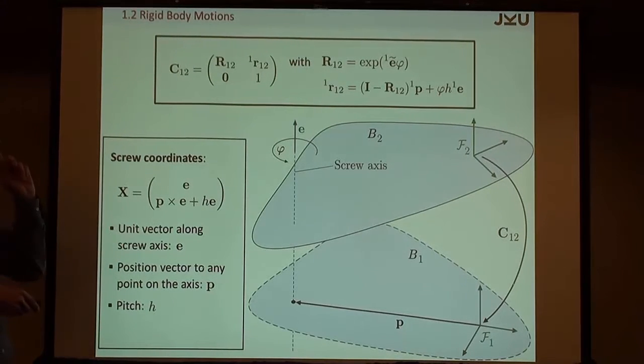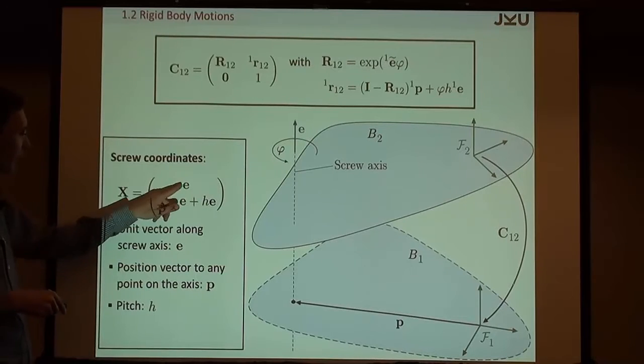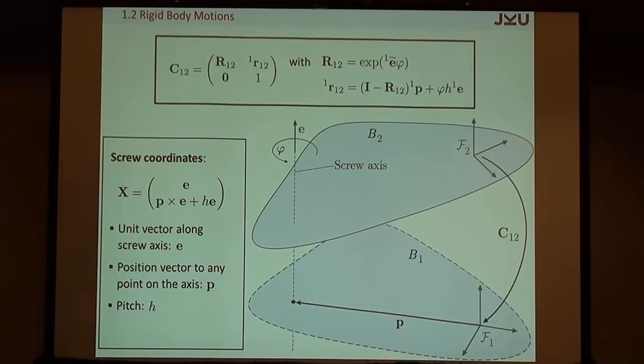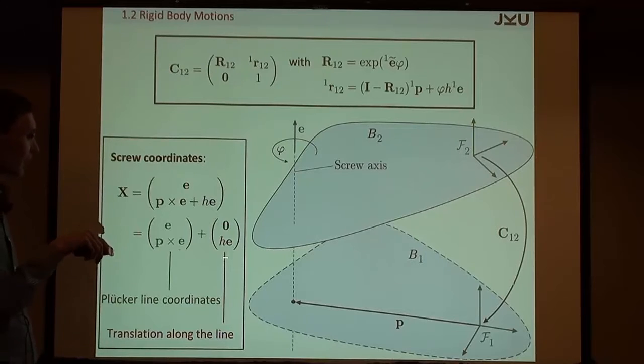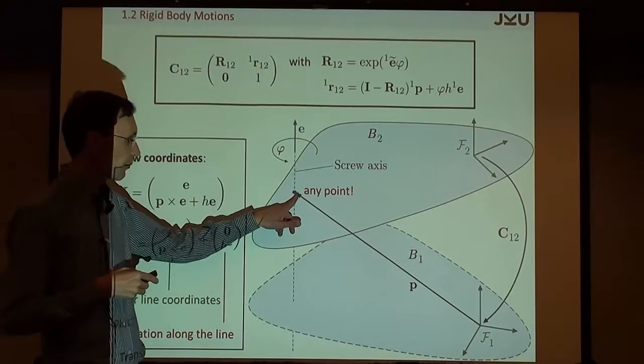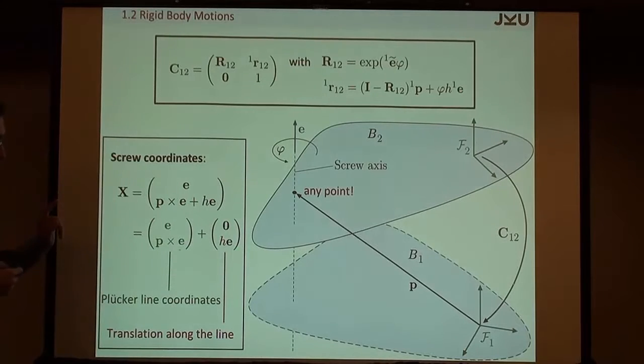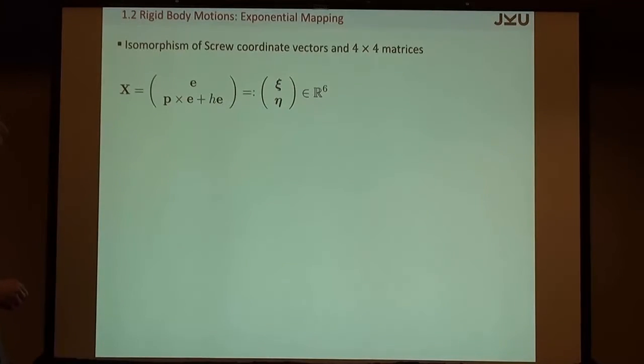So what we have is essentially a formula for this homogeneous matrix in terms of screw coordinates, if we have the screw coordinates given in terms of E, P, and H. And you can split them if you're interested in a bit more geometry, because the first part is what we normally call the Plücker line coordinates. The second part is the one that gives you information about the pitch of the screw motion. Okay, and I will emphasize this could be any point. You can use any point on the screw axis, and that's still correct.